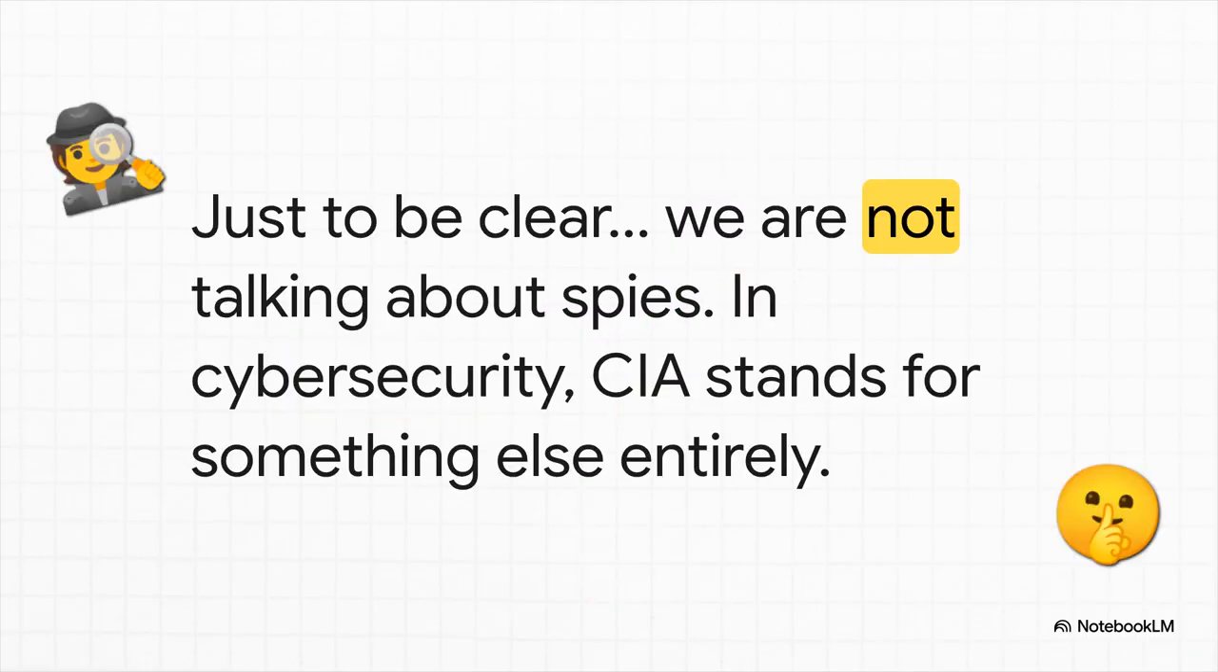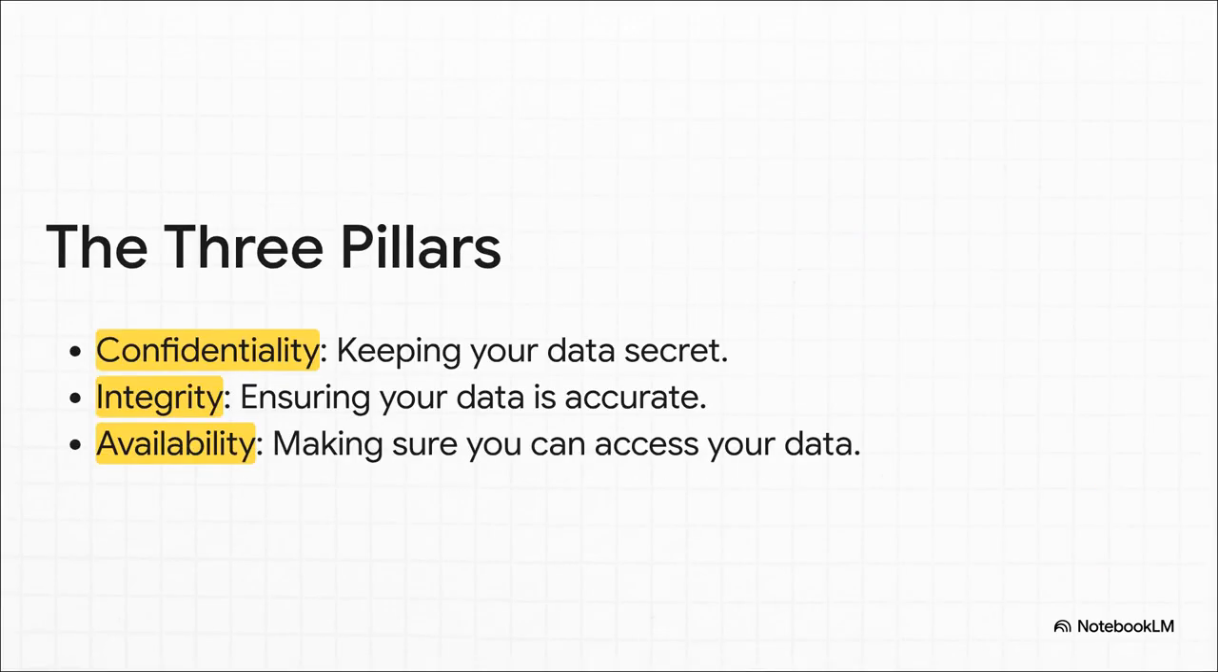And just so we're all on the same page, no, we're not talking about spies and trench coats. In the world of cybersecurity, those letters mean something a little different, but they're just as important when it comes to protecting secrets. All right, so let's name the three legs of our security stool. They are confidentiality, which is all about keeping data secret; integrity, which makes sure that data is accurate and hasn't been messed with; and availability, which is all about making sure you can actually get to your data when you need it. Here's the thing, if any one of these pillars breaks, the whole system just topples over.